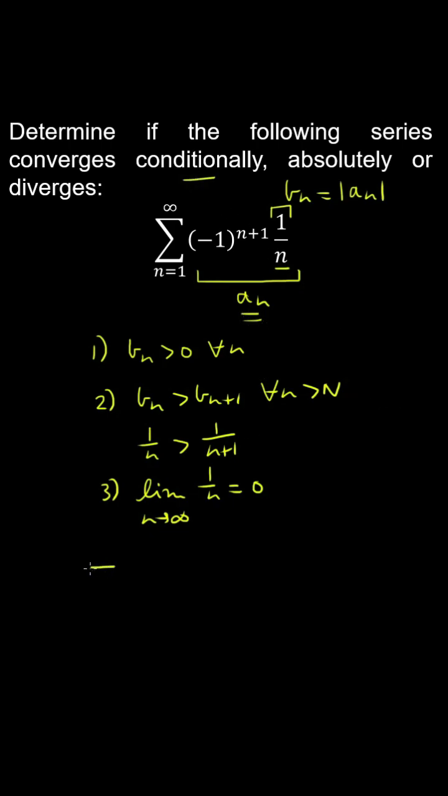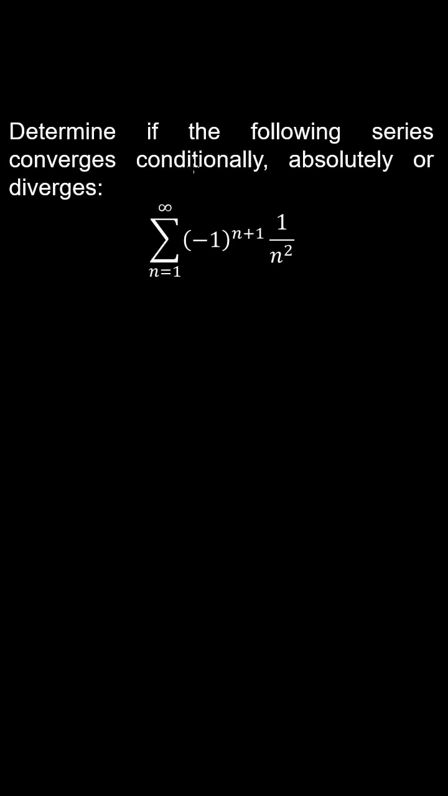Now to check for absolute convergence, we need to check if the series Bn, which is the absolute value of An, converges. Well, we know that this is a harmonic series and that it diverges, so therefore this series converges conditionally. Let's check if this alternating series converges conditionally, absolutely, or diverges.